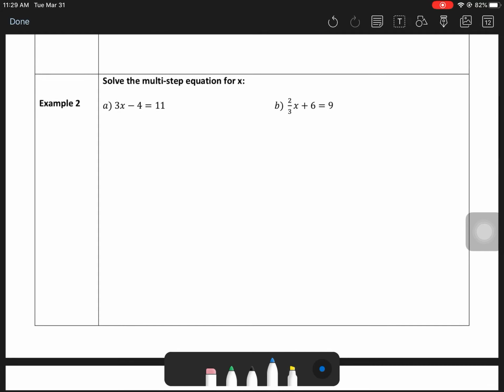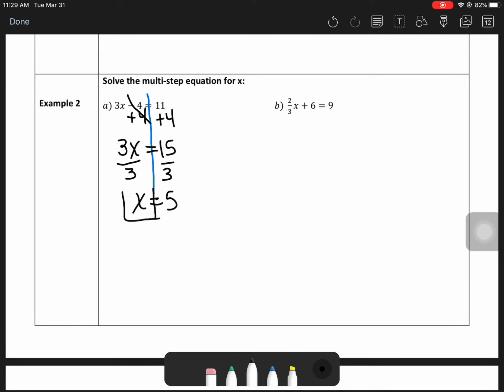Example number 2 are the multi-step equations. These were the ones that we talked about with Mrs. Bauer, and she had our example of crossing the street. So the first thing we do is we leave the 3x alone, and the opposite of negative 4 would be positive 4, so we're going to add 4 to each side. So we have 3x, because 4 and negative 4 would be 0, equals 15. And then we want to get rid of the 3. The 3 is attached to the x by multiplication. So we're going to divide both sides by 3. 15 divided by 3 would be 5. So x is equal to 5.